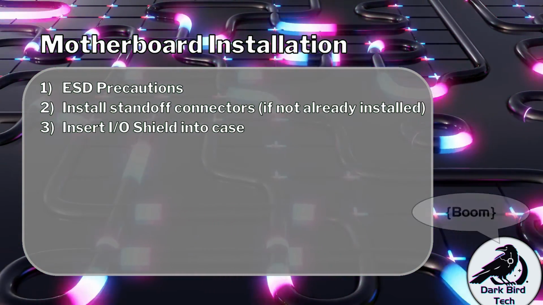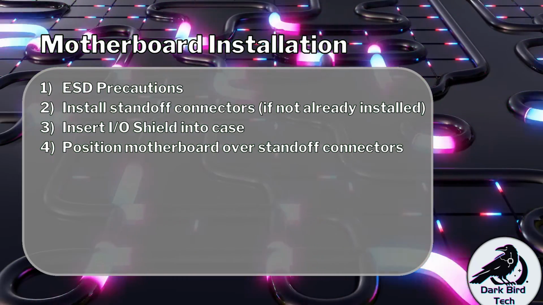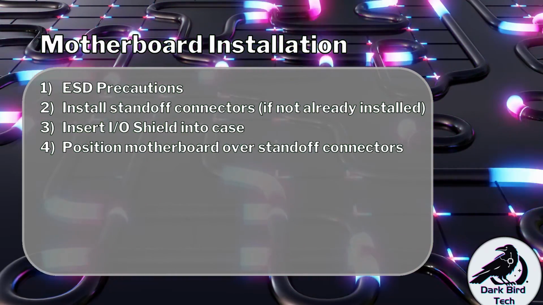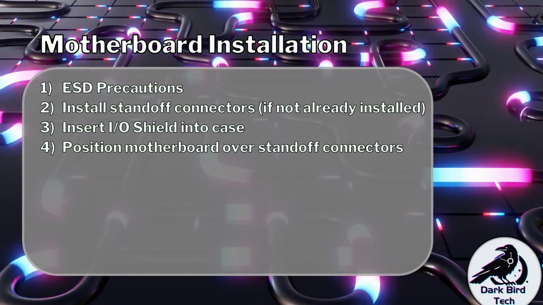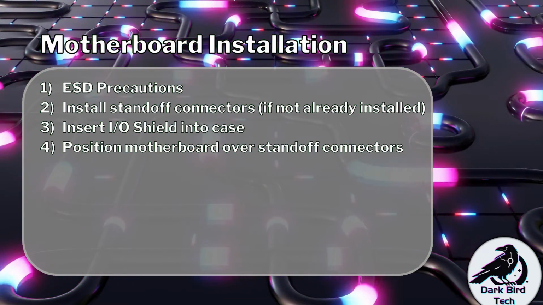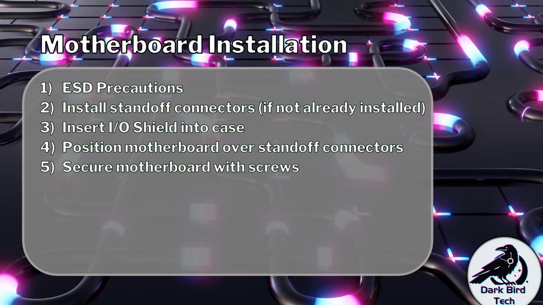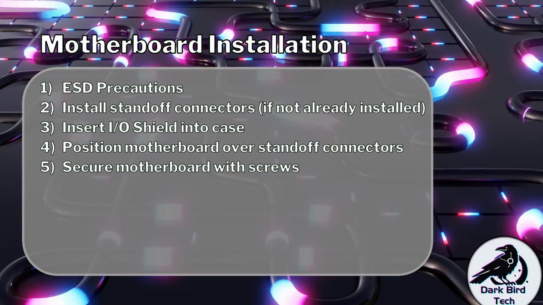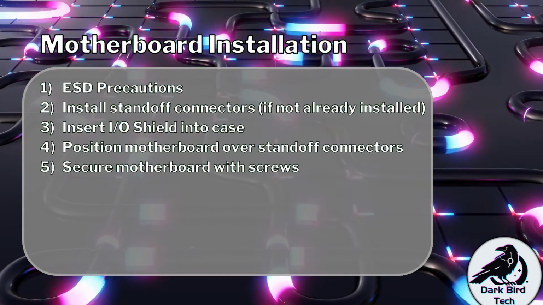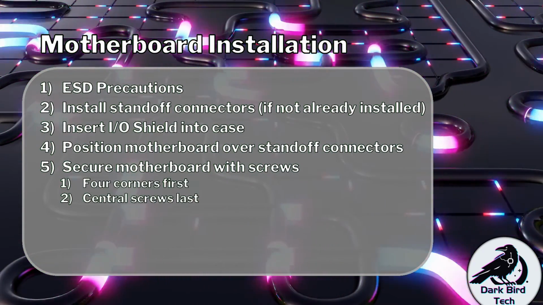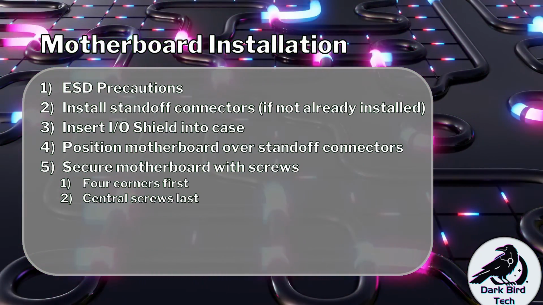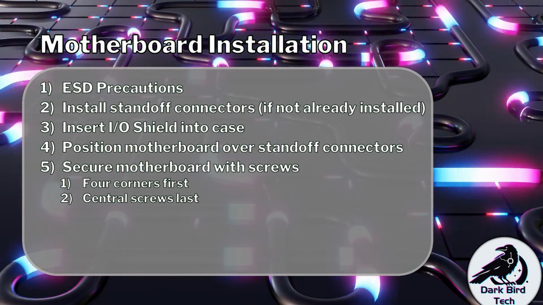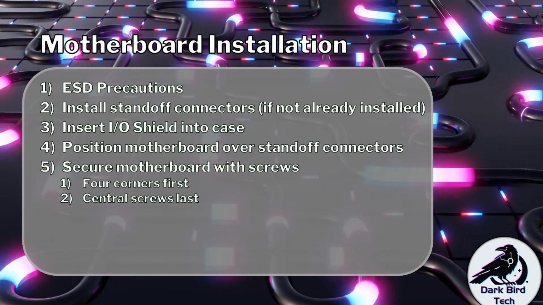You don't want that. Then, position your motherboard over the standoff connectors. As with most circuit boards, try and handle them by the edge. That helps a lot with minimizing ESD risk. And then, once you've more or less got it positioned over the standoff connectors, secure with the motherboard screws. They usually come with either the case and or the motherboard, so just check the packaging. I suggest when you do tighten the screws down, work on the four corners of the motherboard first, and then worry about your central screws last. That way your four corners keep it nicely in place, and if you do not have enough screws, well, the four in the corner will be the more important ones.